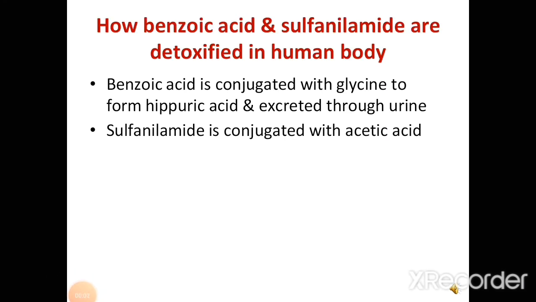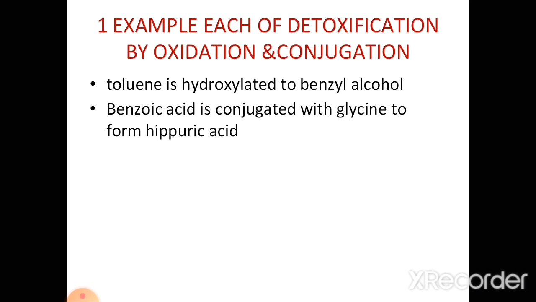How are benzoic acid and sulfanilamide detoxified in the human body? How is benzoic acid detoxified? It is conjugated with glycine to form hippuric acid. Then it is excreted through urine. And sulfanilamide is conjugated with acetic acid.